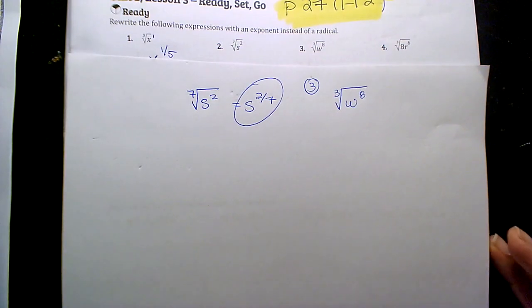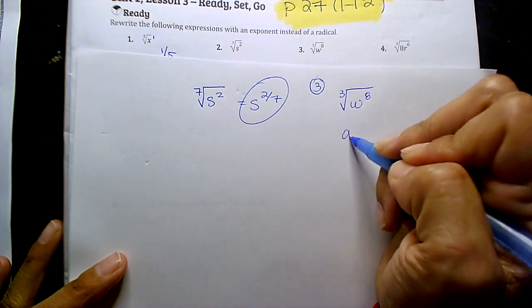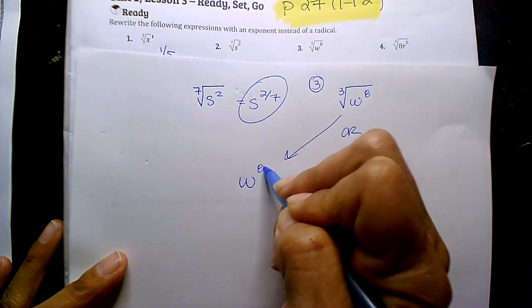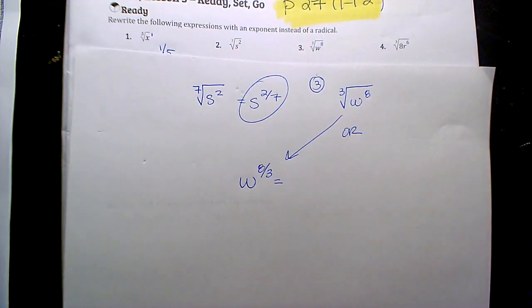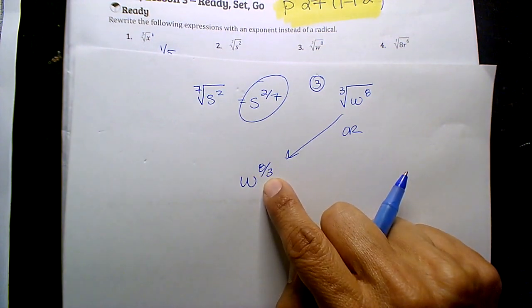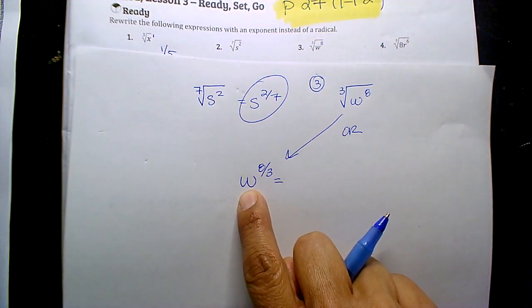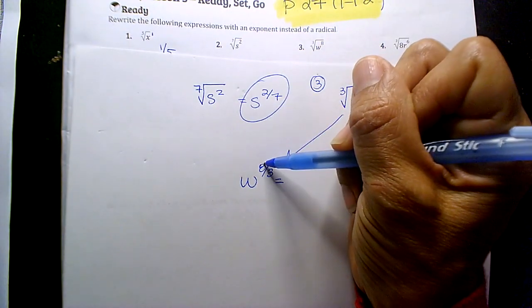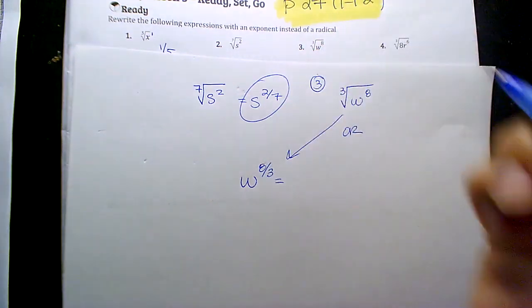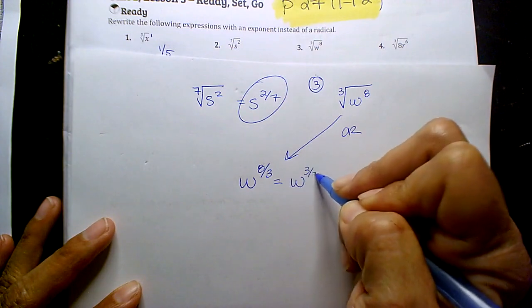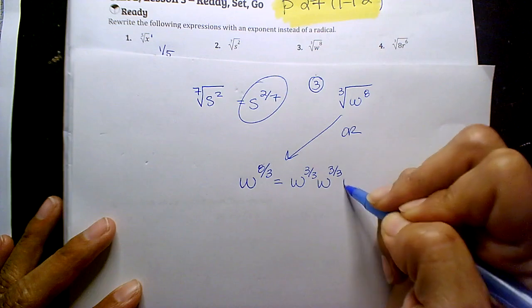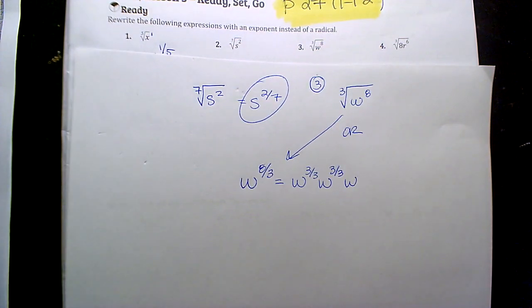Okay, so if you look at number 3, this is a big OR. For those of you that want to go 8 over 3, you want to write that, but then what does it come out to? See how 8 is larger than 3? How many fully formed W's are there, meaning how many full 3's are in 8? 2 of them, right? You have a W squared, which is 3 over 3 twice. And then how many W's would be your remainder? 2, 2 over 3.